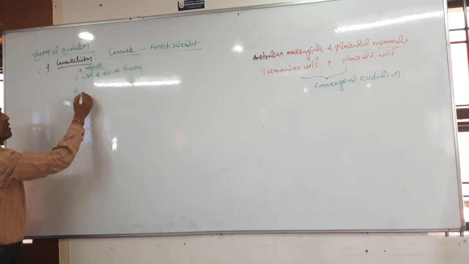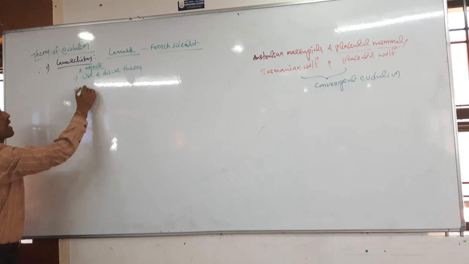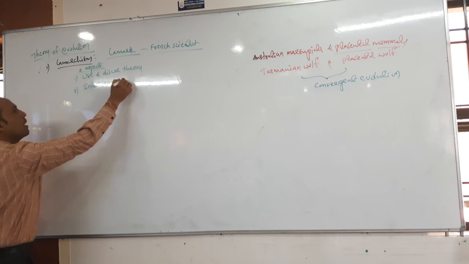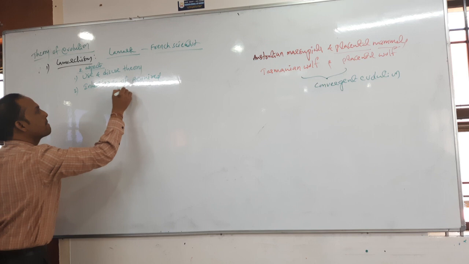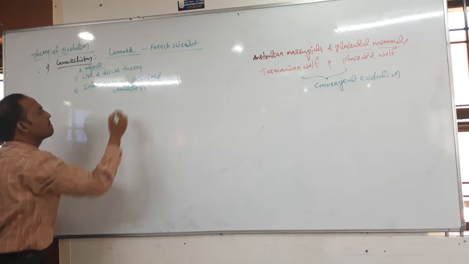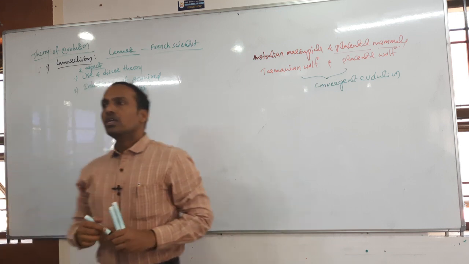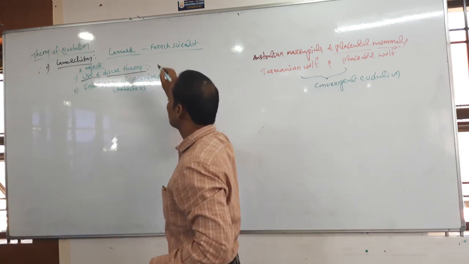The second one is called inheritance of acquired characters. Inheritance of acquired characters. Students, first, the use and disuse theory.